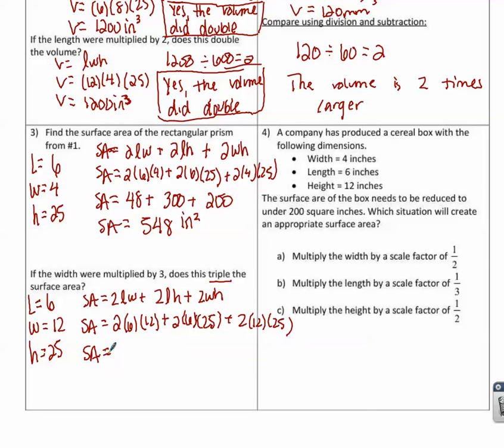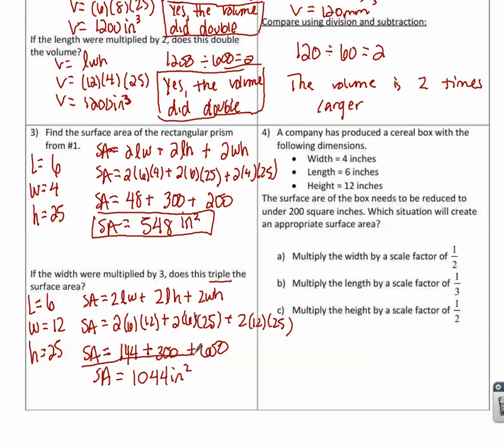Now let's do all of our multiplication first. So you'll get 144 plus 300 plus 600 to give you a total of 1,044 inches squared. So in order to determine how much your rectangular prism has changed, you want to take your new surface area, divide it by your original surface area, and you get an answer of 2.